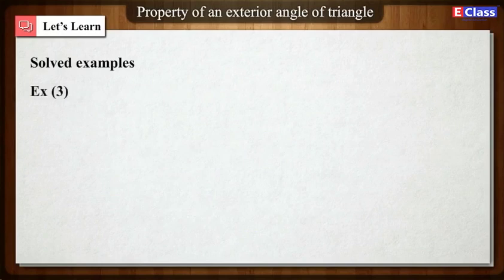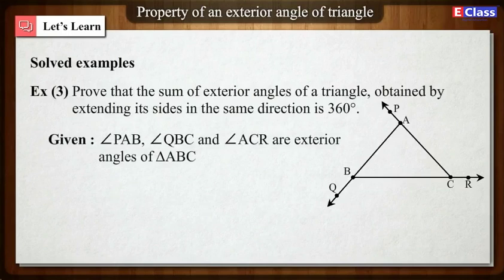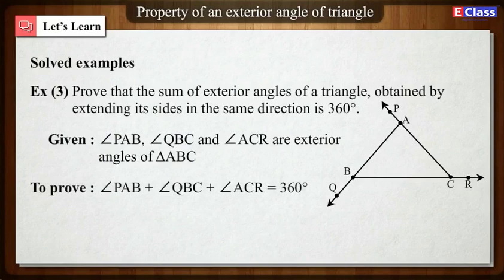Example 3. Prove that the sum of exterior angles of a triangle obtained by extending its sides in the same direction is 360 degrees. Given: angle PAB, angle QBC and angle ACR are exterior angles of triangle ABC. To prove: angle PAB plus angle QBC plus angle ACR is equal to 360 degrees.